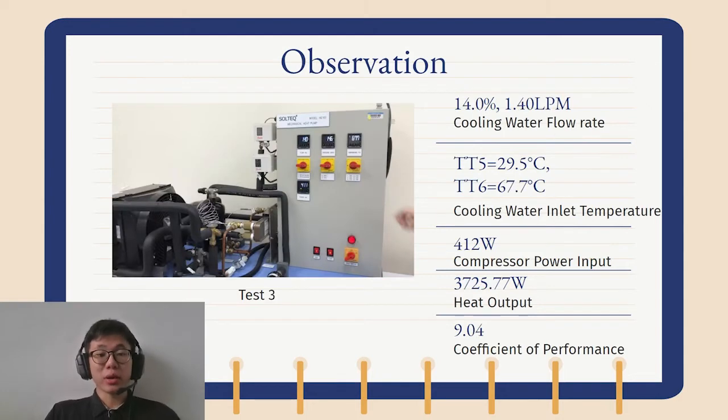For test 3, the water flow rate was continued to be reduced until the compressor delivery pressure reached around 40 bar. After 15 minutes, the power input of the heat pump was recorded as 412 watts in order to absorb 3725.77 watts of heat from the surroundings. The coefficient of performance of the heat pump that we calculated was 9.04.